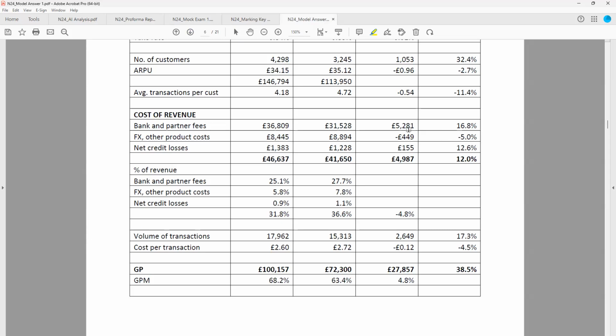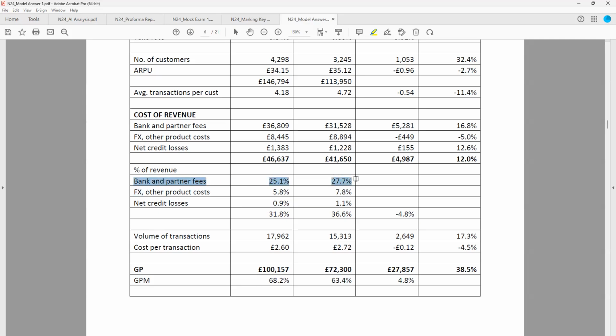calculate the movements. Again, just sense checking them to make sure that they look sensible. And then looking at these costs as a percentage of revenue is useful to do because, of course, we know that scale is key in this business, and therefore, as the business grows, they should be able to reduce the costs as a percentage of revenue. And we can see that's happening here.